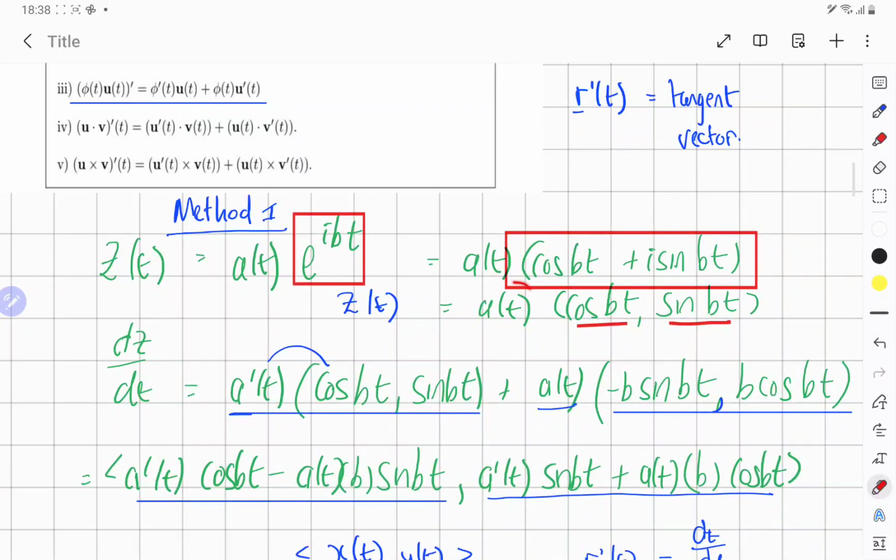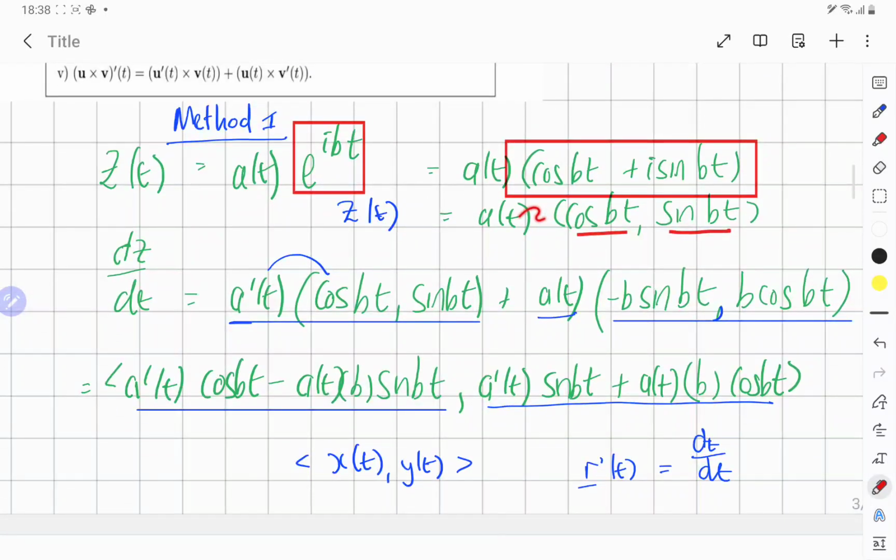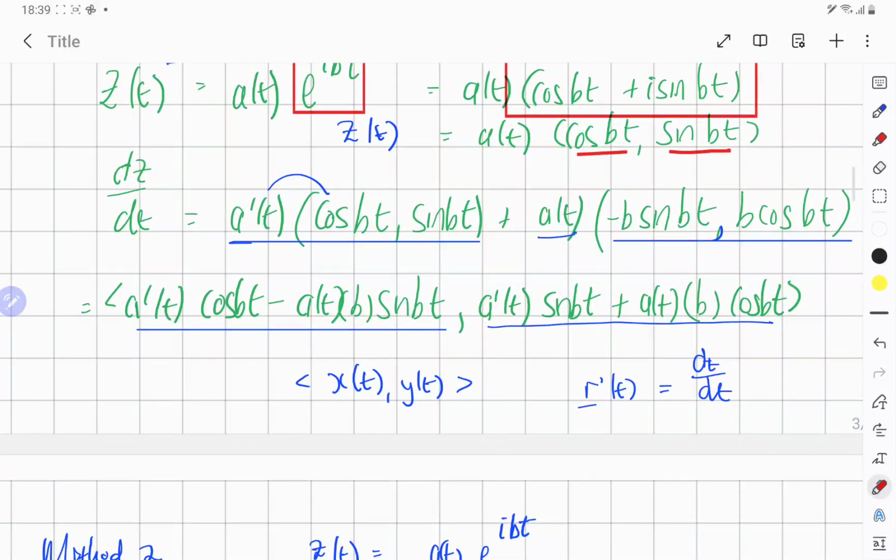What do I have here? Product of a scalar function and a vector function. Product rule. So the derivative of a(t), my vector as it is, plus a(t) as it is, derivative of my vector. What did I say earlier? We do component-wise derivative of cos bt: minus b sin bt. Derivative of sin bt: b cos bt.